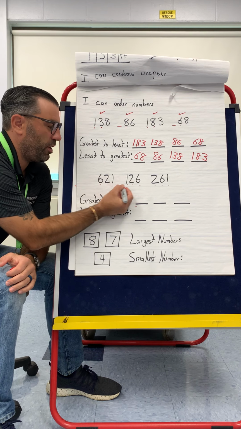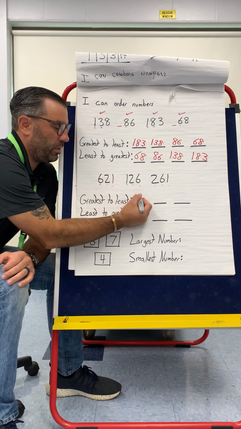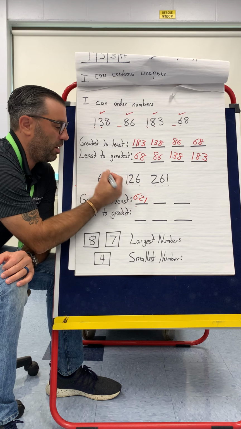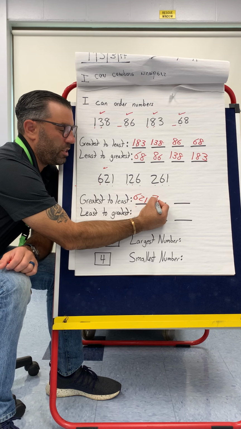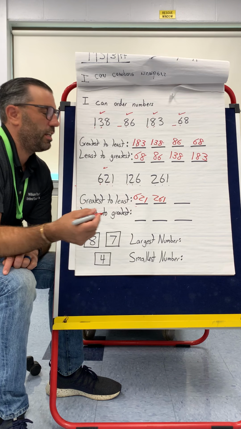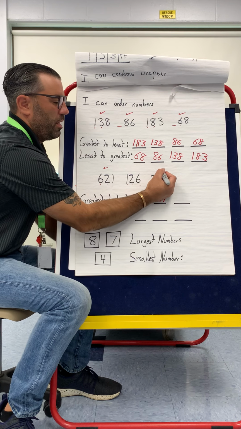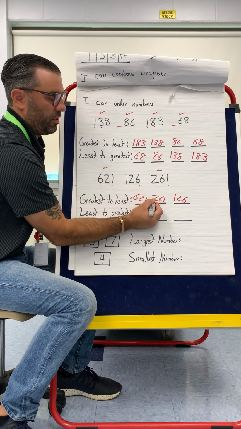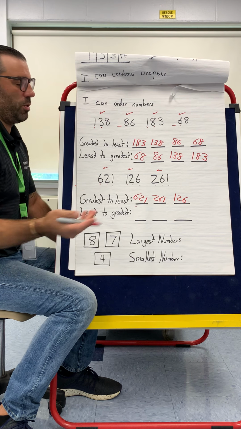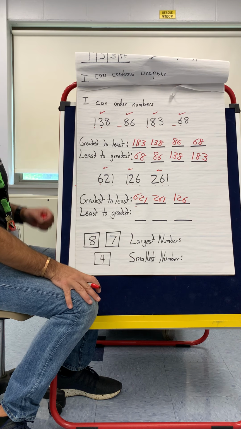So greatest to least. So I have 600, 100, 200. That will definitely have to be 621. And then 100 or 200. Notice how I'm starting in the hundreds. It would have to be 261. And then lastly, it would have to be 126. 600, 200, 100. So that was all just because of the hundreds, totally.